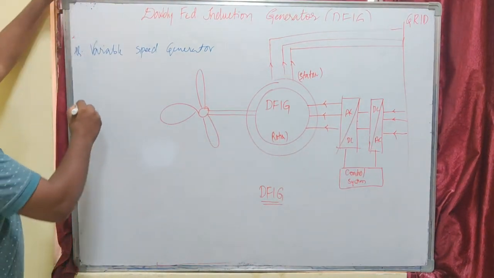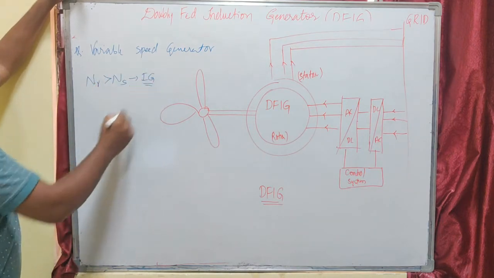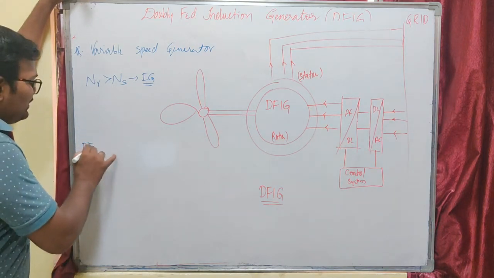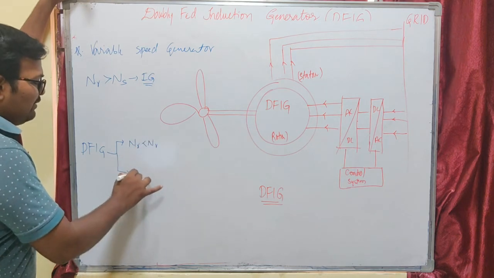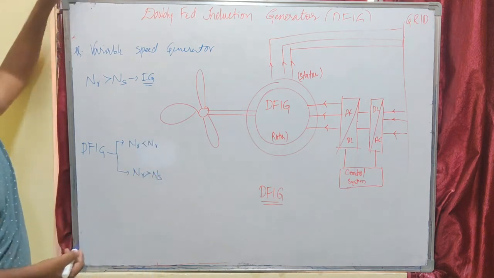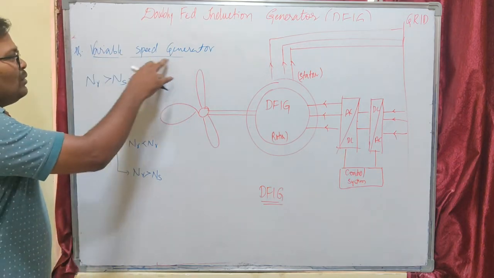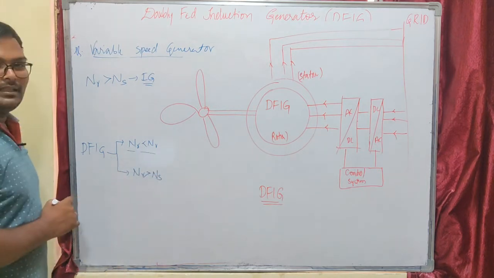Here we need to have our rotor speed greater than synchronous speed to have our induction machine operate as an induction generator. But in case of our doubly fed induction generator, it is possible to run the machine as a generator even if our rotor speed is less than synchronous speed. So that is the application of our doubly fed induction generator. That is, it is a variable speed generator.